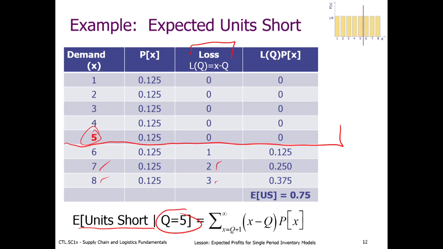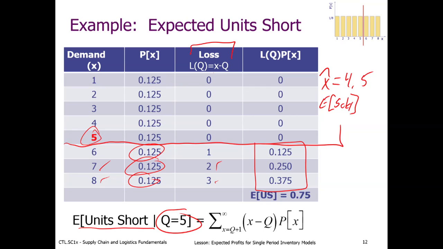I'm going to take each of those losses, multiply it by the probability that it occurs, and I get this, which is simply the loss, the L sub Q, times the probability of that x, and I'm going to sum that up. So my expected units short is 0.75. So notice that my expected demand, my x hat, remember, was 4.5. My expected units that I actually sold was equal to 3.75, and my expected units short was equal to 0.75.